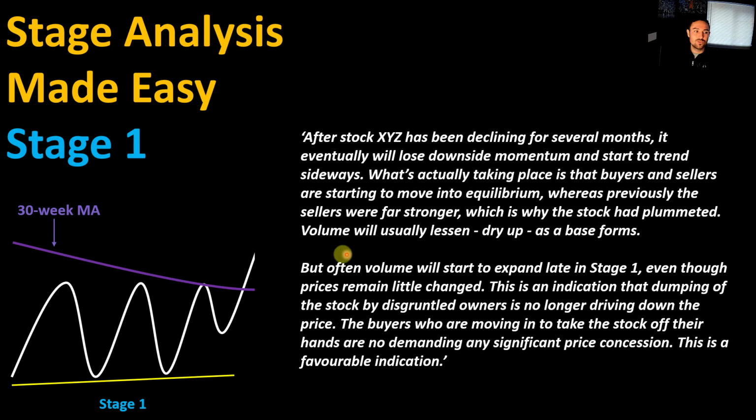So what on earth is stage 1? Well, after stock XYZ has been declining for several months, it eventually will lose downside momentum and start to trend sideways. You see how it's starting to trend sideways here. Price is moving within defined boundaries. There's an upper boundary and a lower boundary. That's what we're looking for, and you often see that the moving average starts to flatten. What's actually taking place is that buyers and sellers, so supply and demand, are starting to move into equilibrium, whereas previously the sellers were far stronger in that stage 4 decline, which is why the stock had plummeted. So supply is overcoming demand. There's more supply coming to the market.